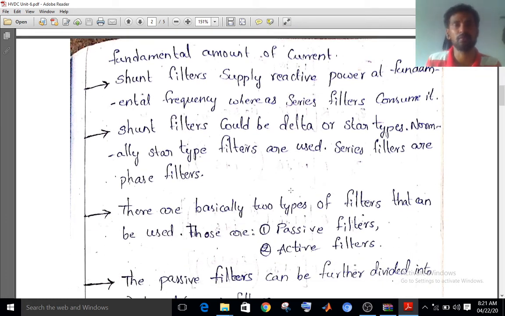There are basically two types of filters: passive filters and active filters. Again, in the passive filters we have tuned filters and damped filters. Mainly in this lecture, we will concentrate on the tuned filter, that too the single tuned filter.